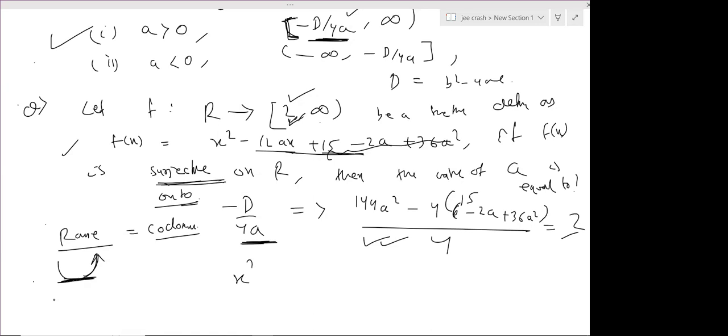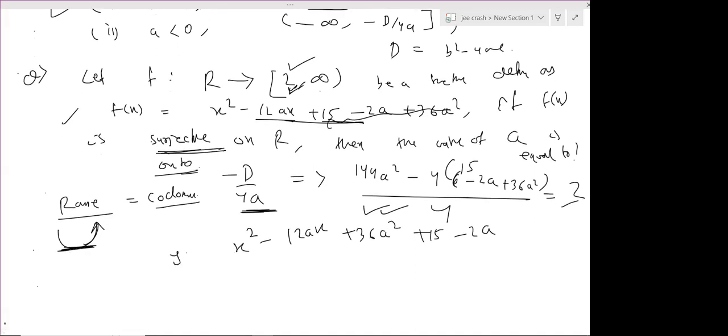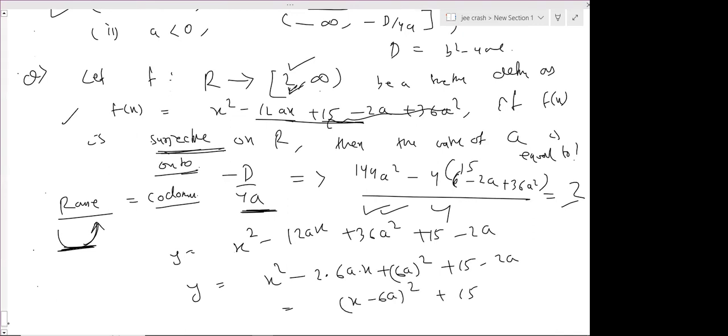That was one method. The second method, which I like: x square minus 12ax, I have written this, this is plus 36a square plus 15 minus 2a, rewriting the equation. This is y equals x square minus, I can write this as 2 into 6a into x plus 6a whole square. So this is (x minus 6a) whole square plus 15 minus 2a. Clear?